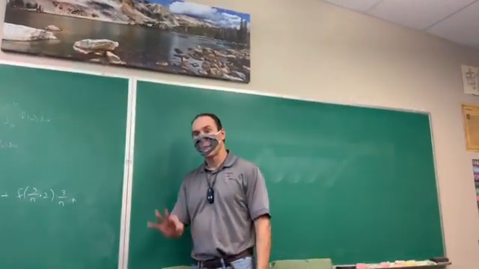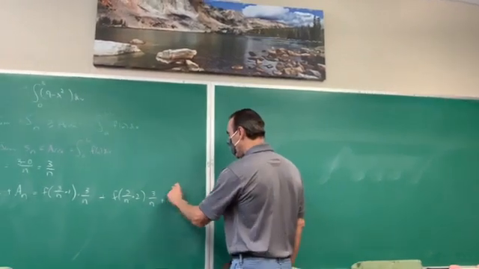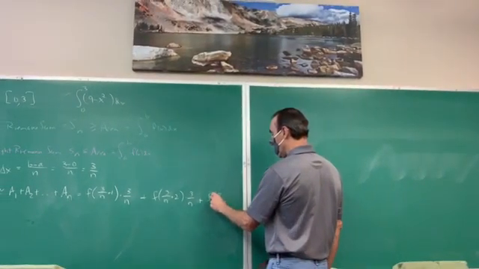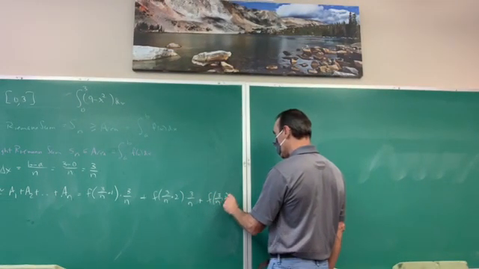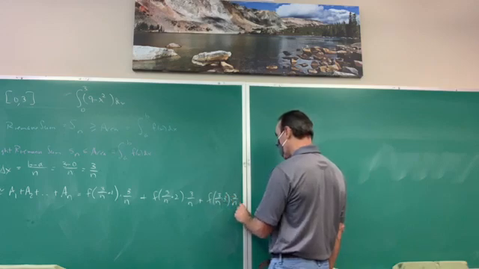So the third rectangle is going to be f of 3 over n times 3, times the width, which is 3 over n.